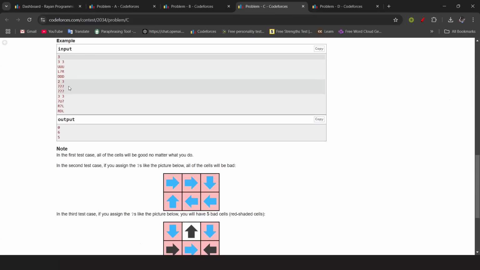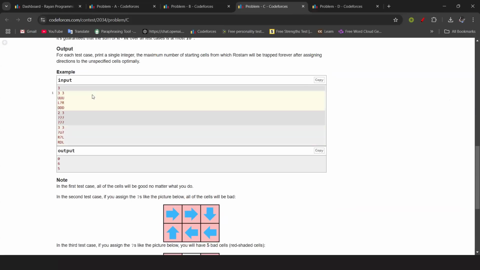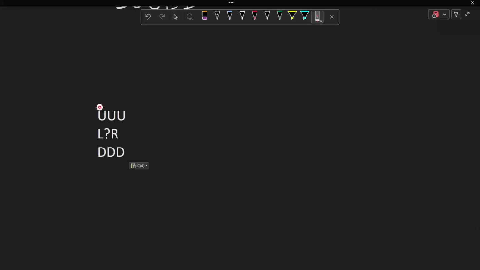So for the first test case, there was just one question mark. If you look at this first test case, the grid it represents is something like this.